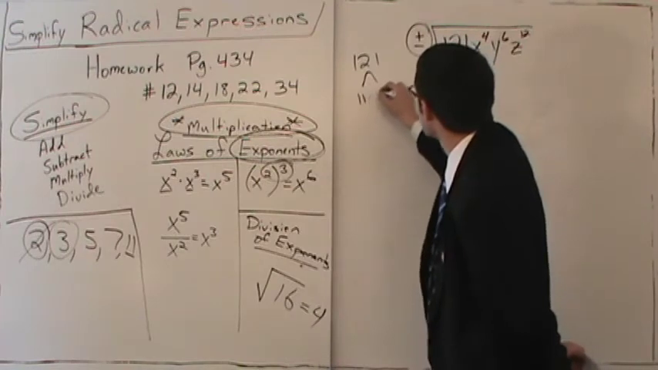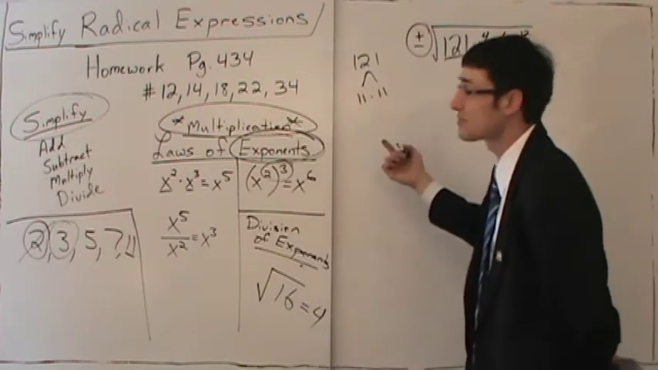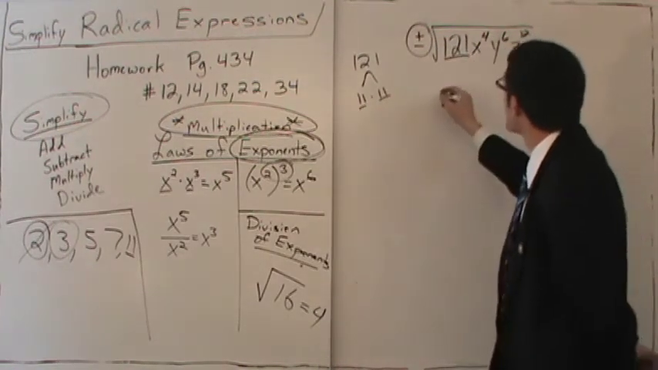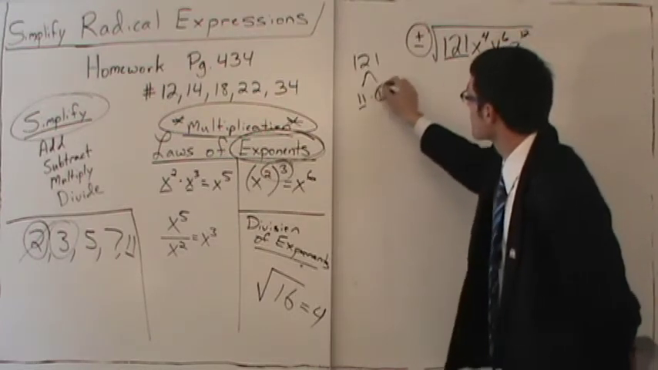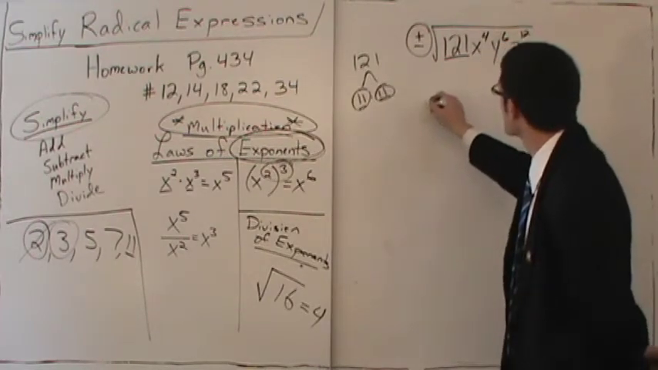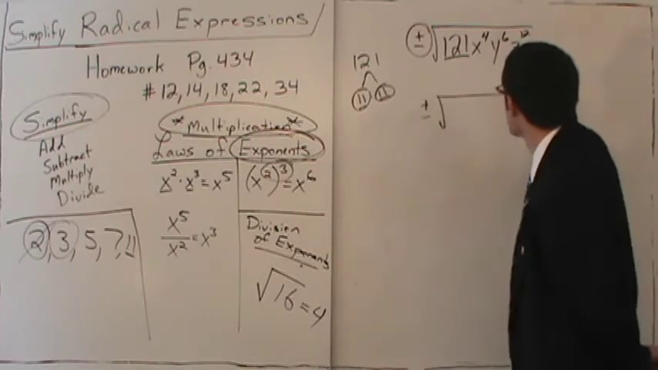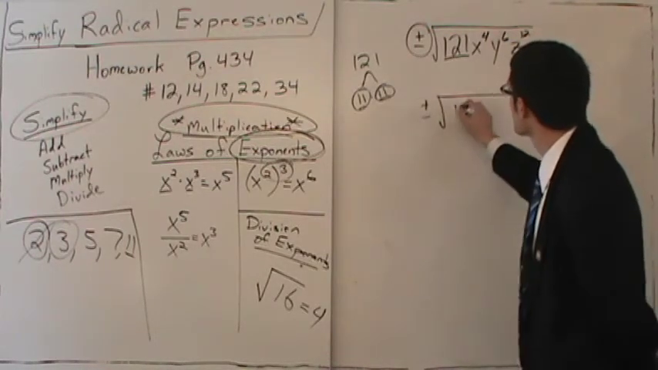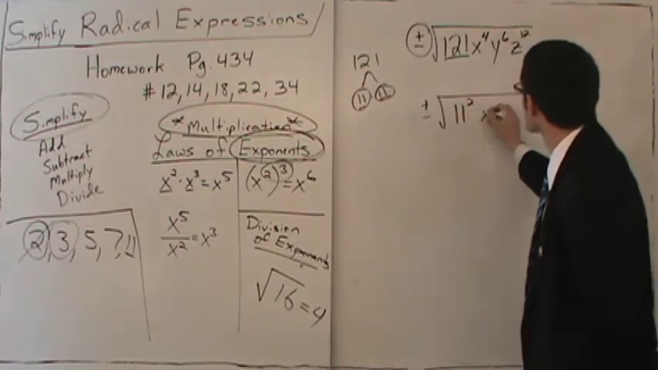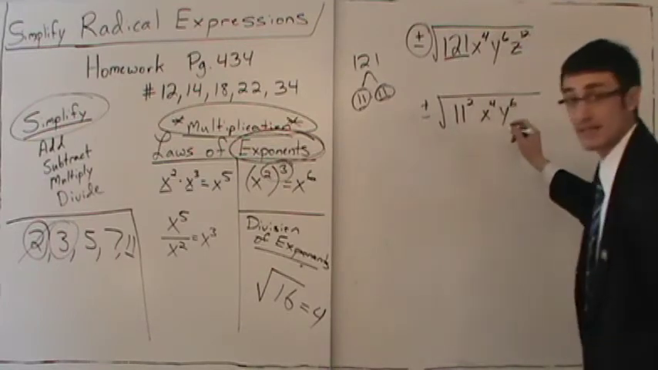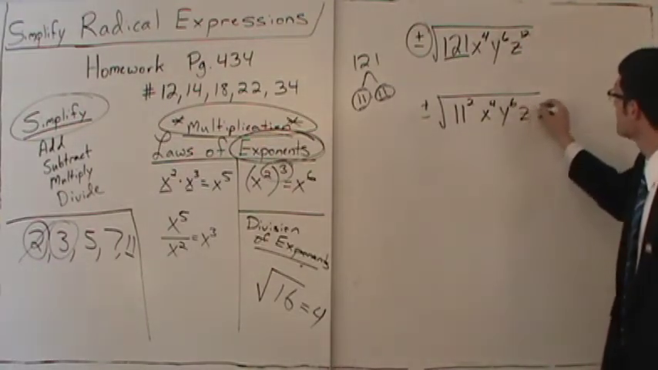121 is what? 11 times 11. Okay, so that was just an exception. 11 times 11. Now, 11 does not break down anymore, so we're done. 11 is called a prime number, so we have plus or minus the square root of what? 11 times 11 is 11 squared. X to the 4th, y to the 6th, z to the 12th.